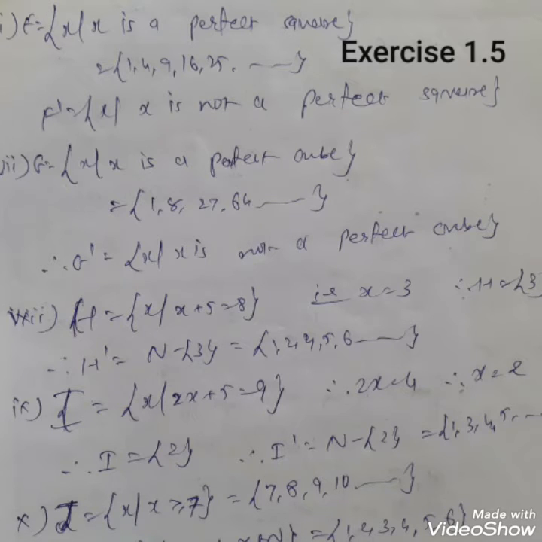Means that only 2 is not possible. Other all natural numbers are possible. So we want to write the complement of I, then it can be written as I dash equal to N minus set 2. It means F dash is x such that x is not a perfect square, G dash is x such that x is not a perfect cube, H dash equals 1, 2, 4, 5, 6 up to infinite, that is N minus set 3, and I dash equal to N minus set 2.